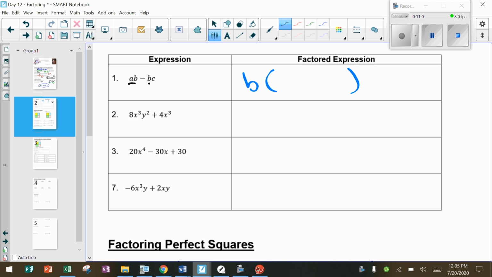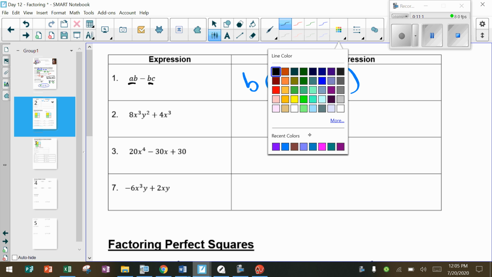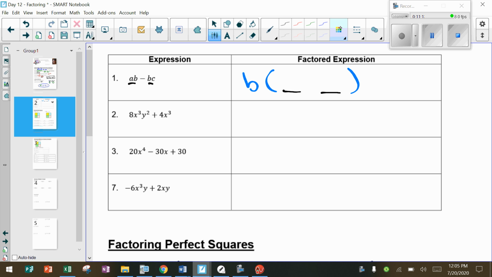There are two parts to my original expression, so there will be two pieces inside the parentheses. So if I take my original AB term, divide it by the GCF of B, the B's cancel out, leaving me with A. If I take the BC term, divide out the GCF of B, the B's cancel out, and I'm left with minus C. And there's our factored form. So number 2.